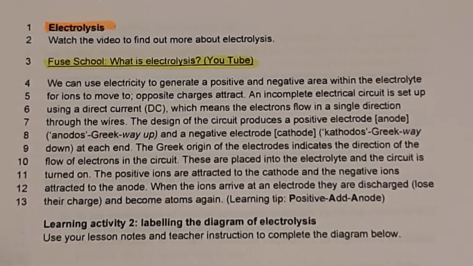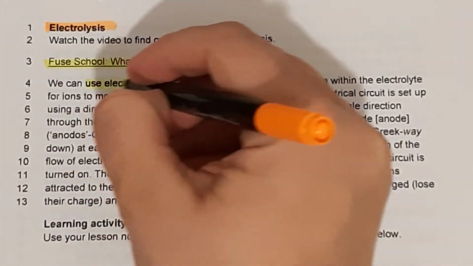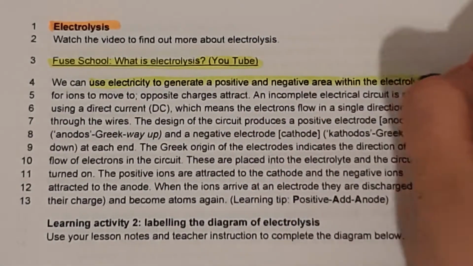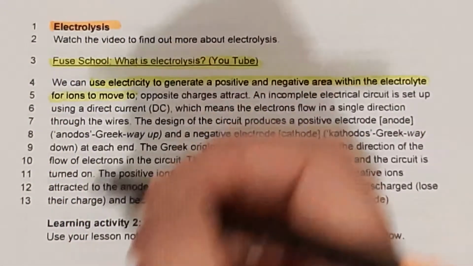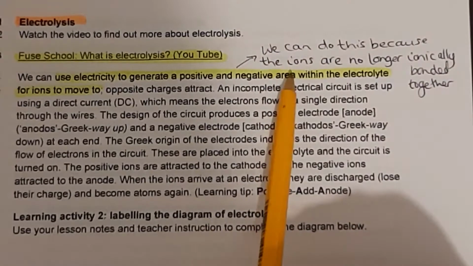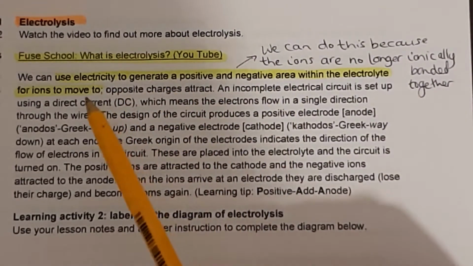So hopefully you have a much better understanding about electrolysis and how it works now. We're going to run through a bit of explanation and we're going to do another diagram. So we can use electricity to generate a positive and negative area within an electrolyte. Okay, and that is for the ions to move to. Okay, so as you can see, I've written that we can do this to generate these negative and positive areas and for the electrolyte ions to move to.